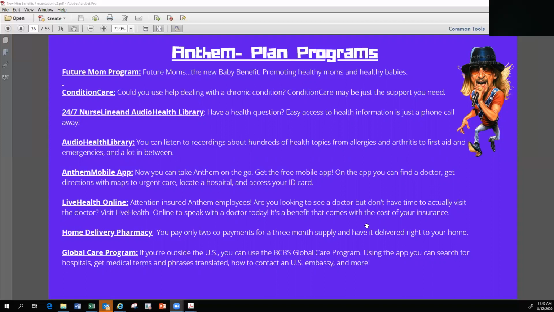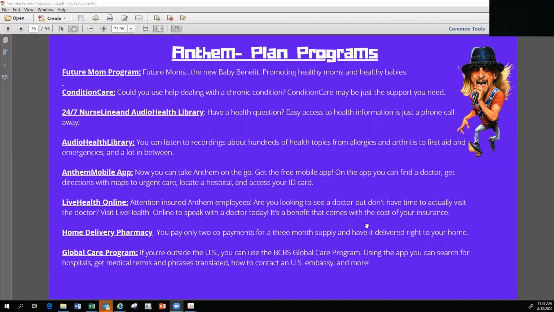They also have a mobile app. They have Live Health Online. So again, that's where you're Skyping or Zooming with your doctor, so you don't have to go in the office. One of the cool things about Anthem is they have just your normal doctor, but they also have psychologists and psychiatrists that are available to do video appointments. They do home delivery for your pharmacy, so if you can get a 90-day prescription, it can get mailed right to your house. You don't have to wait in line at Walgreens or CVS.